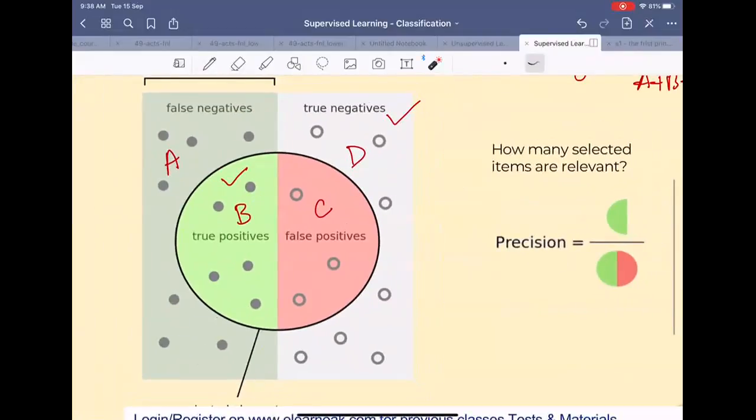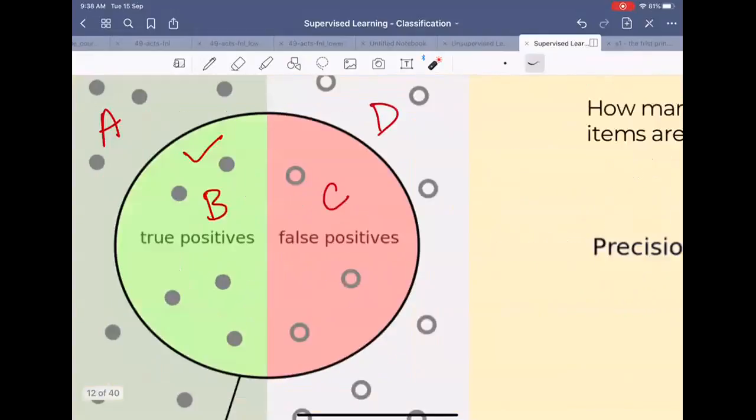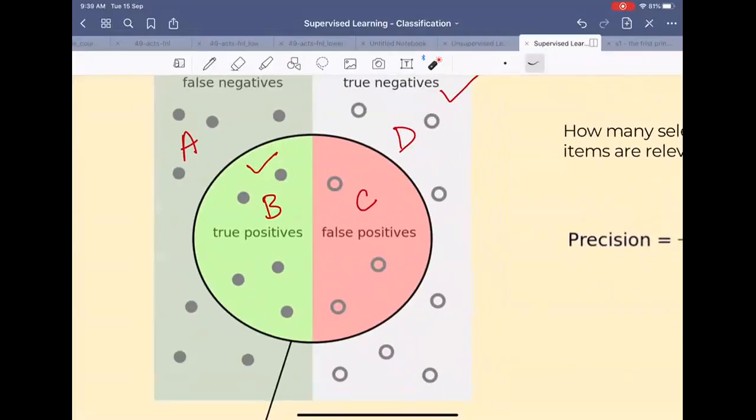Here I am trying to hide my answer, but I think you can still see it. Let me talk about this here. We talk about two more metrics called precision and recall. What is precision? Precision is when we say something is true, how often are we right? Let me repeat that again. When we say something is true, how often are we right?